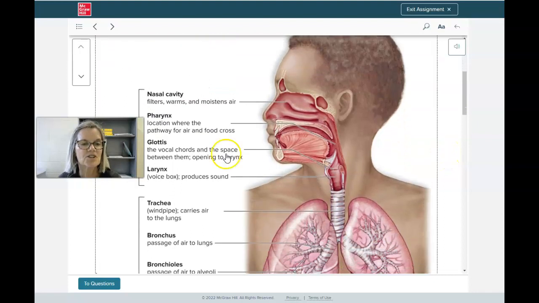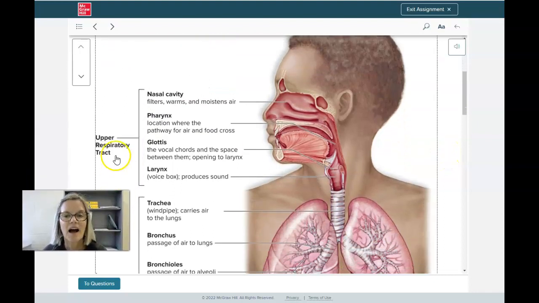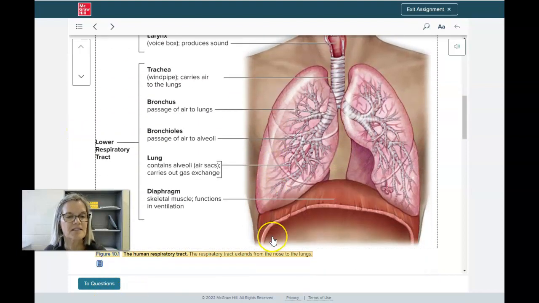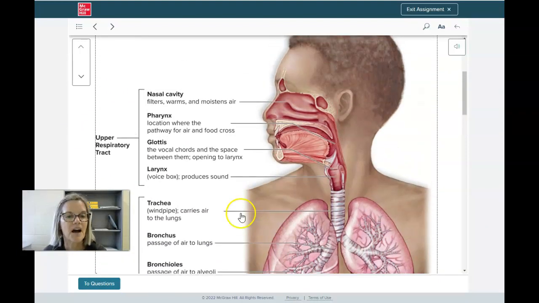When you look at the structure of the respiratory system, generally people divide it into the upper and the lower respiratory tracts. And the upper respiratory tract has the nasal cavity. You have your sinuses up there. It says it filters and warms and moistens air. The pharynx, which is a fancy word for the throat. The glottis. So here, if air comes into your nasal cavity, it goes into your pharynx or your throat, and then it has to go down into the lungs.